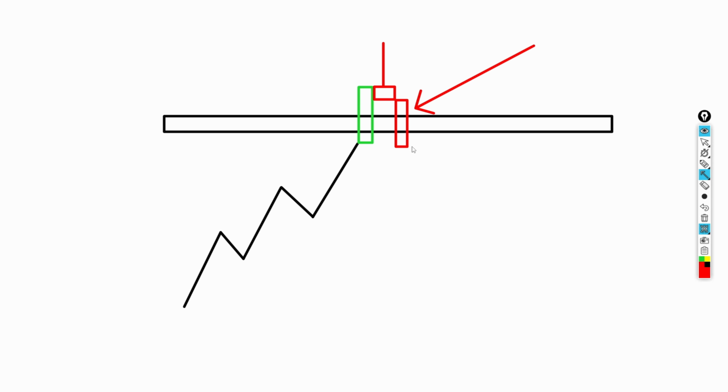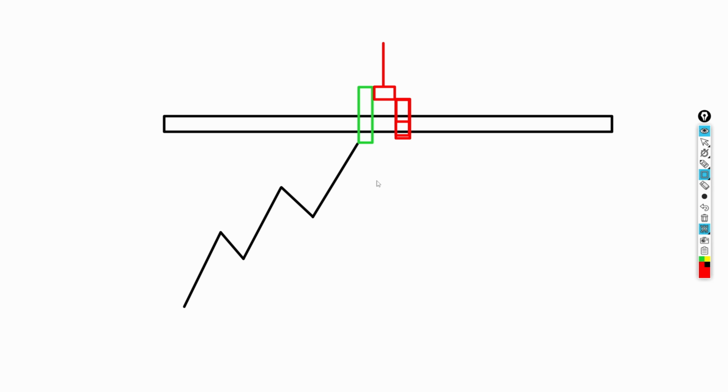But the key factor here is that you will look for this strong zone, and this candle needs to close below this zone. It cannot close like this. It cannot close like this. It needs to close below. This is the level, and it needs to close below, and then you can take the trade.